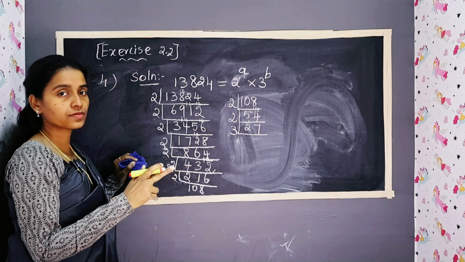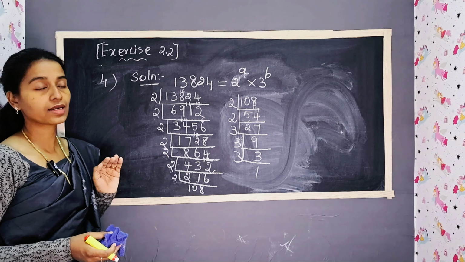So whatever numbers we are having in the left side are called factors. These are all the factors of 13,824. 2, 2, 2, 2. How many times does 2 appear? 1, 2, 3, 4, 5, 6, 7, 8, 9. The number 2 is appearing 9 times. And the number 3 is appearing 3 times, right?